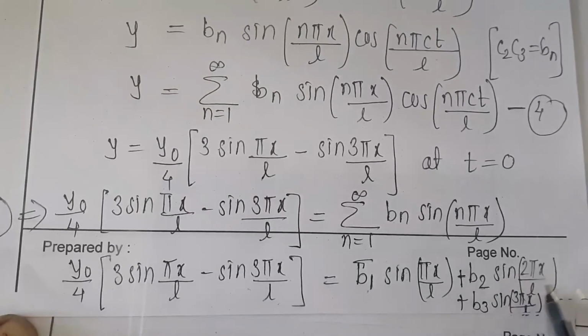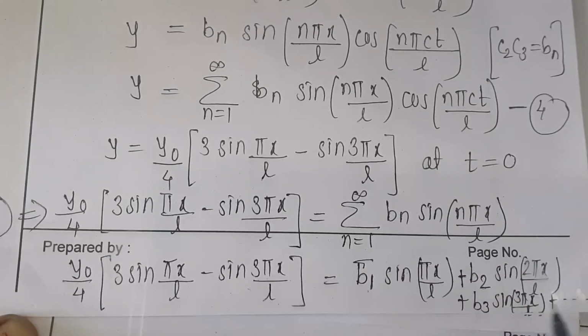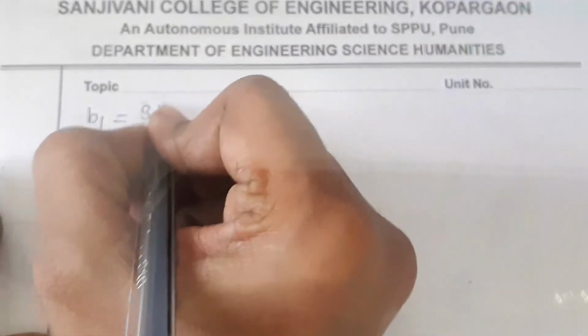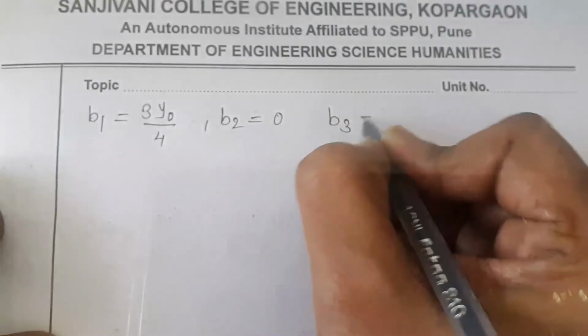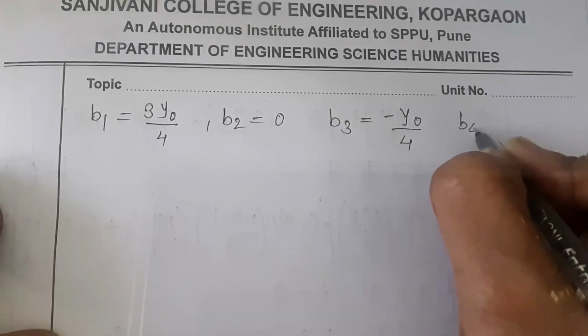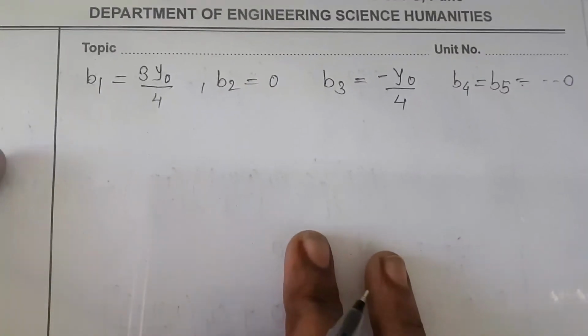But sin 2 pi x by L is not present on the left hand side. So what is its value? The B2 value becomes 0. Similarly, sin 4 pi x by L is not present, so its value is 0. So what do we get here? We obtained the B1, B2 and B3 values. B1 is equal to 3y0 by 4. B2 we obtained as 0, and B3 we obtained as minus y0 by 4. And B4, B5 and so on are equal to 0. So all remaining values are 0.